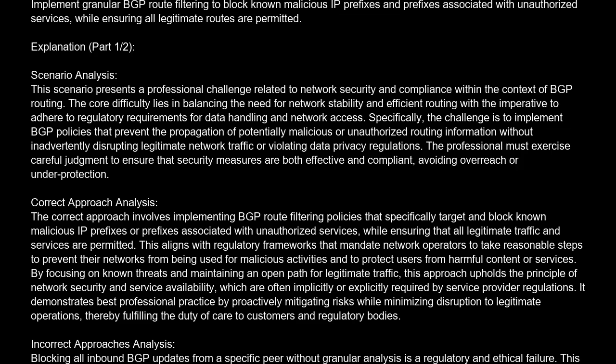The correct answer is D. Implement granular BGP route filtering to block known malicious IP prefixes and prefixes associated with unauthorized services, while ensuring all legitimate routes are permitted. Explanation.